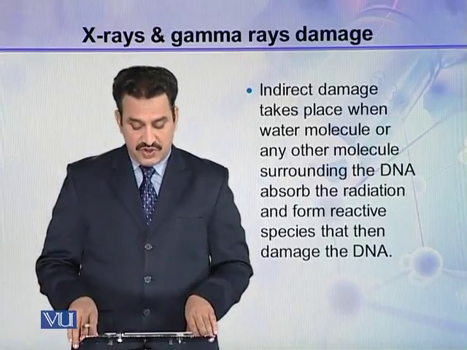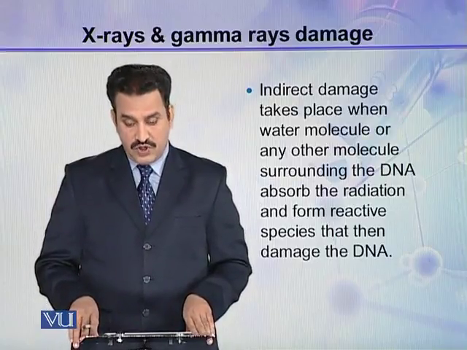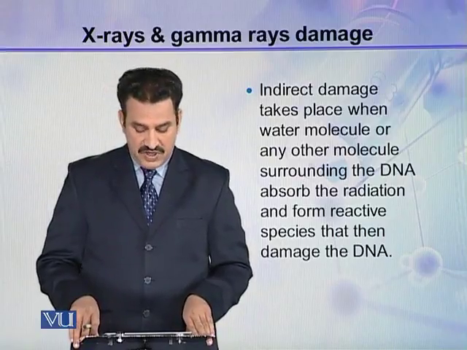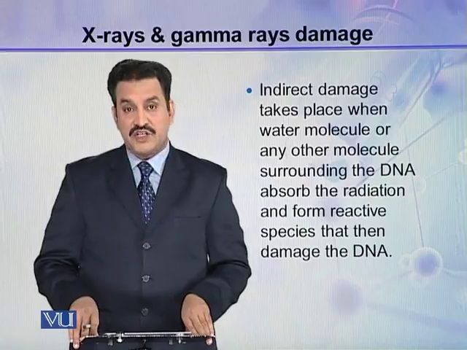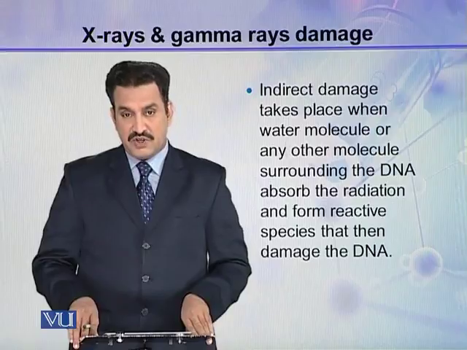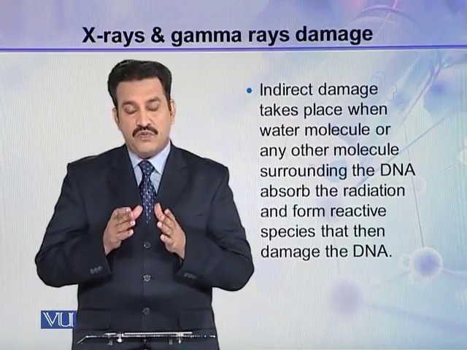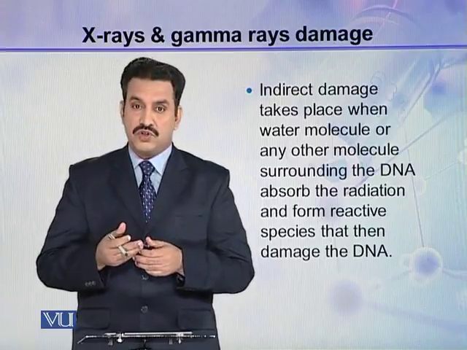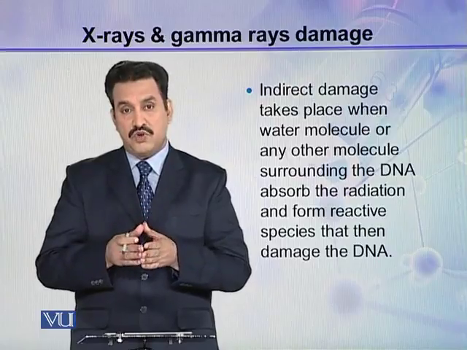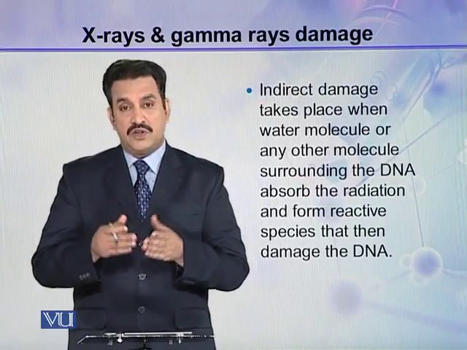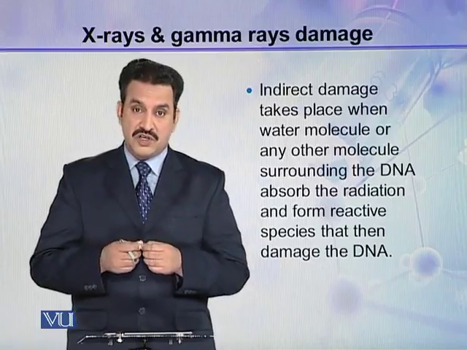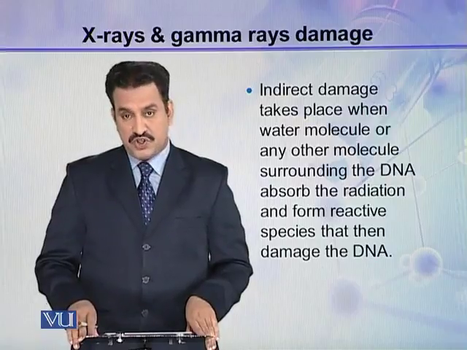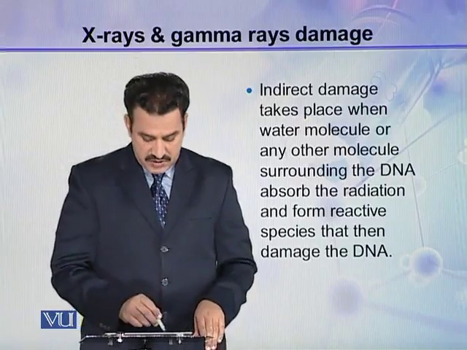While indirect damage takes place when water molecules or any other molecules surrounding the DNA absorb the radiation and form reactive species that then damage the DNA. Where DNA is present, there may be some water molecules or some other molecules present in the vicinity of that DNA molecule. If those molecules absorb radiations, they produce very dangerous, highly reactive species which damage the DNA.